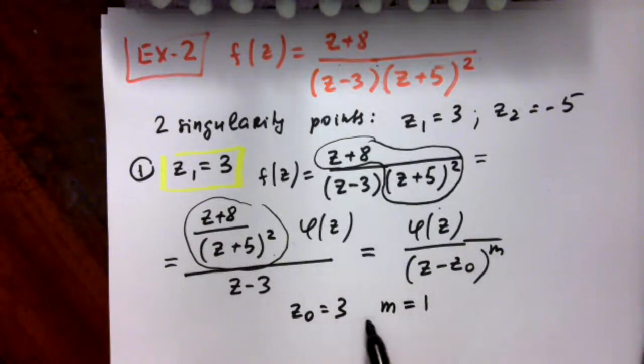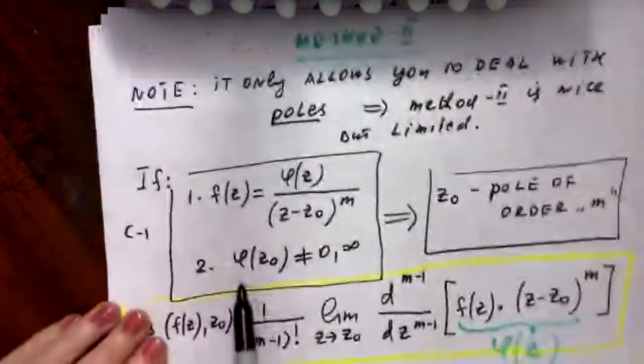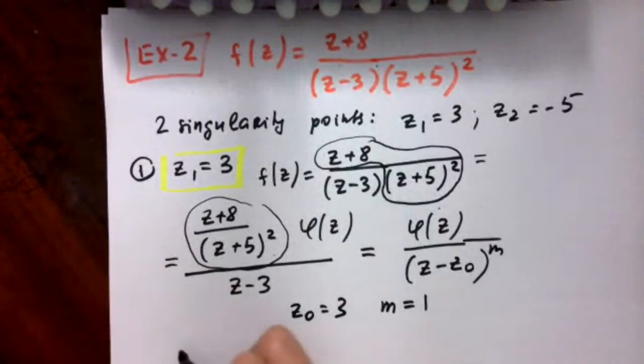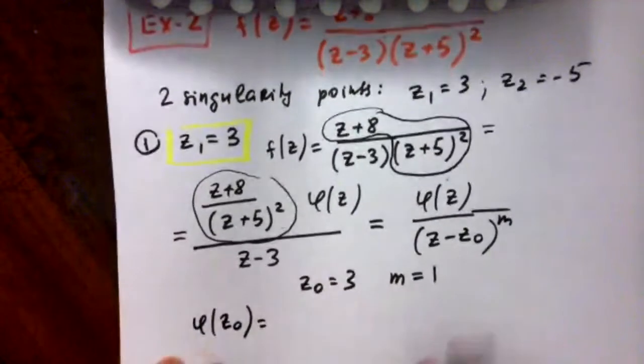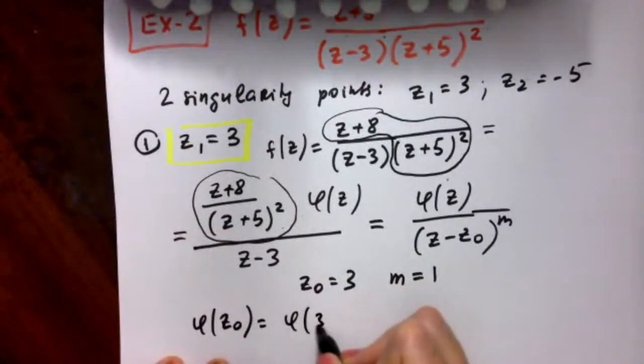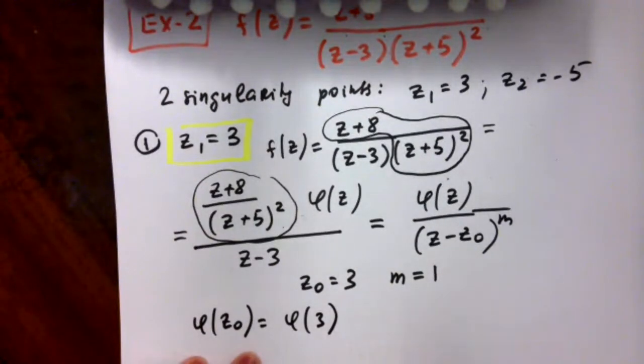But you know, maybe, so it looks like it's going to be the pole of order 1. But it was too early to make any conclusions because I haven't checked the second requirement. Let's do it. So what do we need to do? We need to check that phi of z0, which in our case is phi of 3, is not equal to something bad like 0 or infinity.